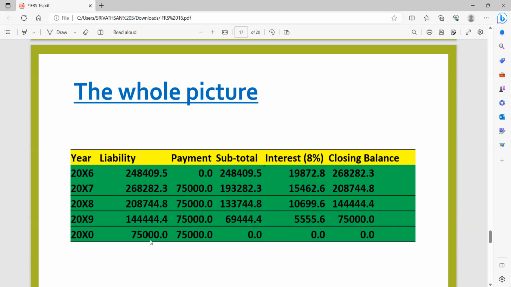Carry forward this, and payment is made at the end of the last year, the 5th year. Payment of 75,000 is made, and it becomes zero. So at the end of the lease term, your liability will be zero. Everything will be paid off.